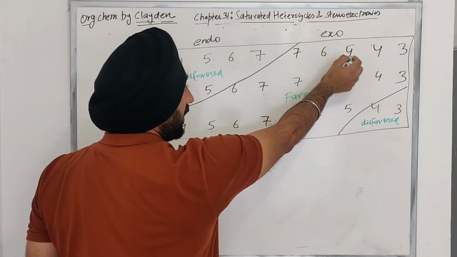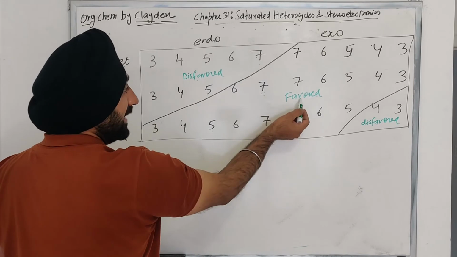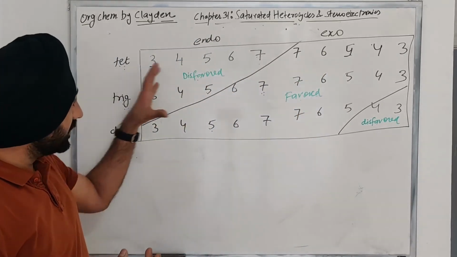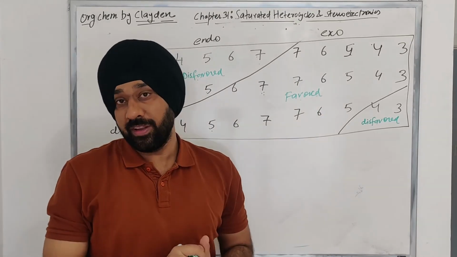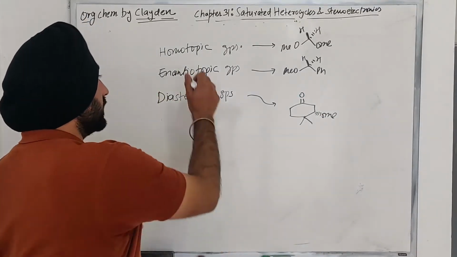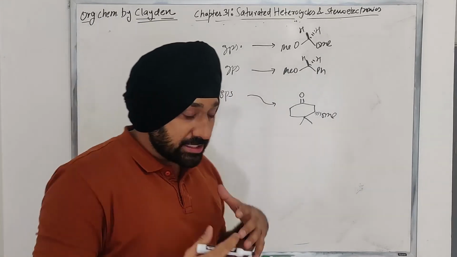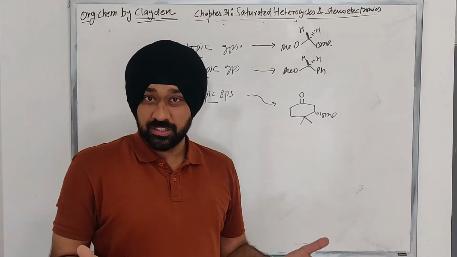Similarly, if you go to 5 exo tet, it is in the favorable region. So it is pretty easy and pretty useful. I think if you can memorize it, you will be able to solve many questions. So next we are going to talk about the homotopic groups, enantiotopic groups and diastereotopic groups. On the basis of this, there are general questions that are asked.